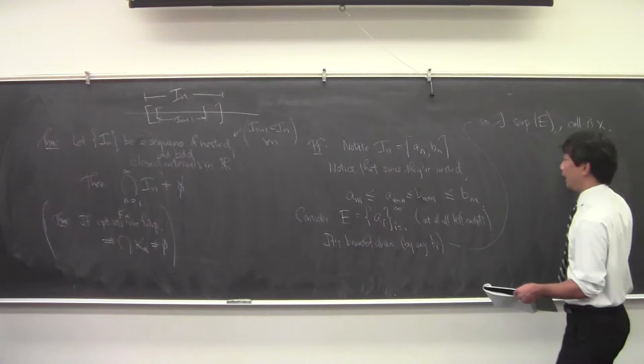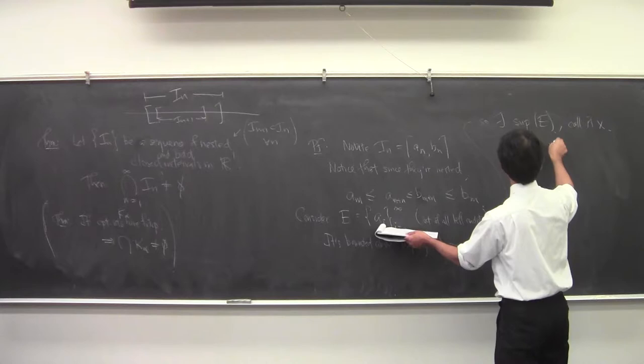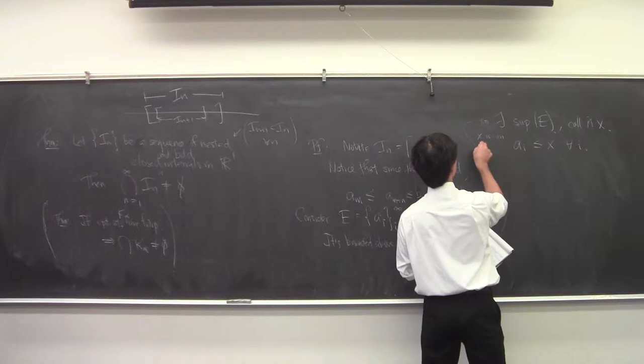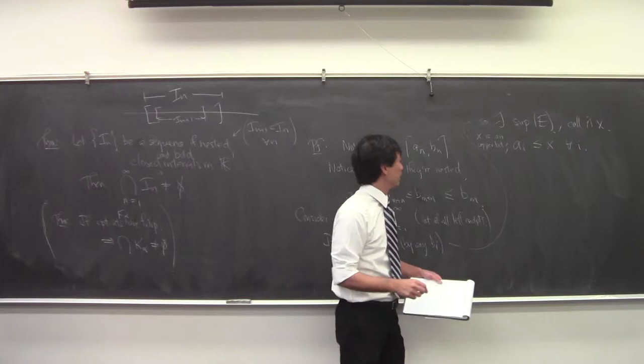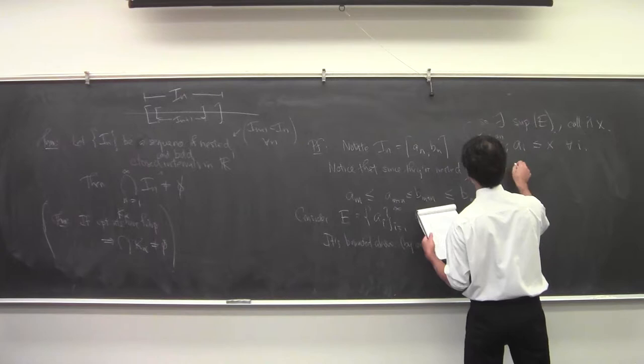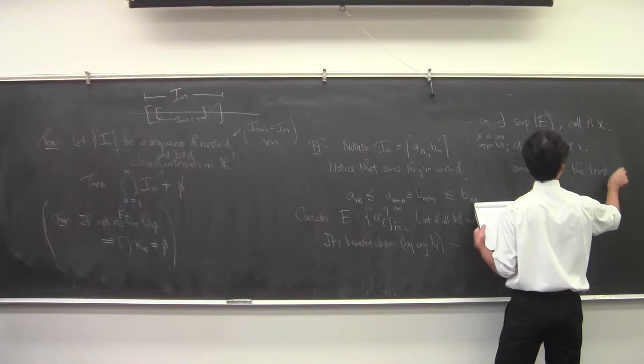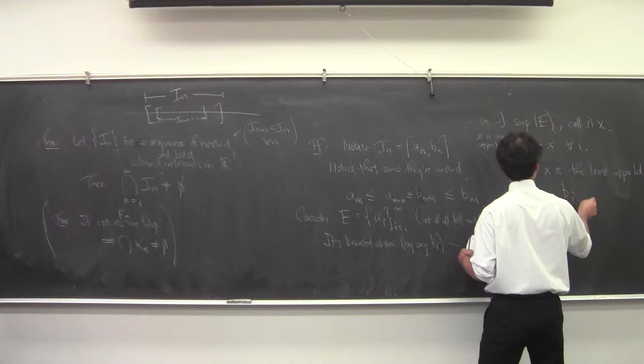So this x is the supremum, the least upper bound of the ai, so we know that x is greater than or equal to ai for all i, since x is an upper bound. And since x is the least upper bound, we know that x is less than or equal to any of the bi, because all the bi's are upper bounds.